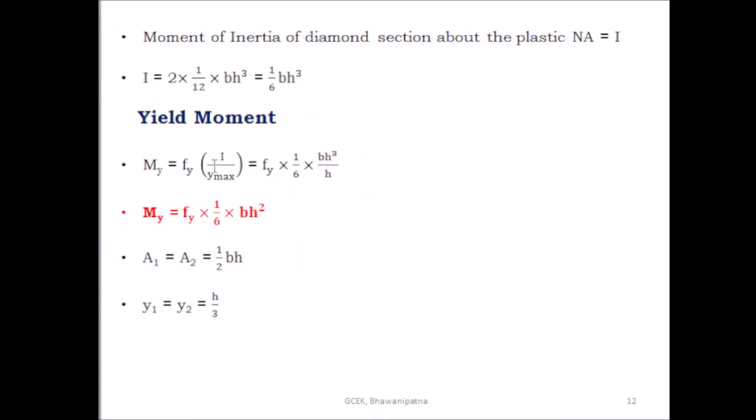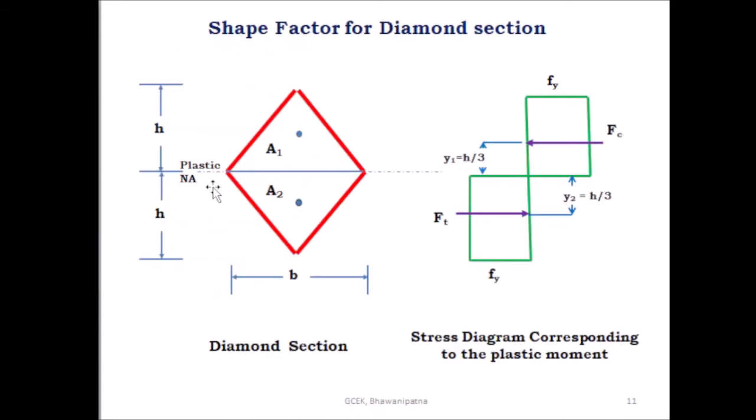My is equal to Fy into I by Y max. But first we have to find out the moment of inertia about this central axis of this diamond section. How will we get the moment of inertia of this diamond section? Here we have to take two triangles, and we know how to find the moment of inertia of a triangle from the base.